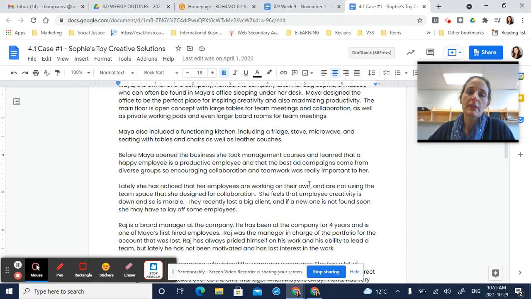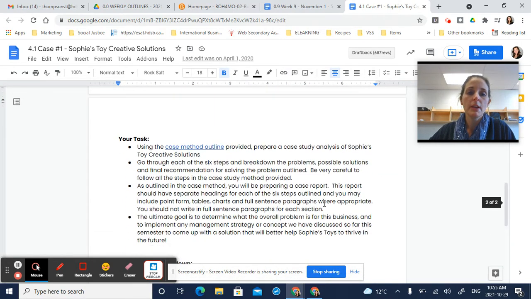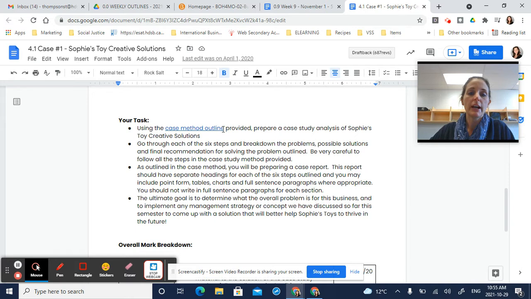The case is here. So with a case study, I always suggest that you take really strong notes, that you really understand the case and the individuals within the case, that you try to draw conclusions about the different characters and the individuals' personalities so that you can connect that as well to your decisions within the case. Okay. So your task is to use the case method outline. I'm going to go through that in a second, and to prepare a case study analysis of Sophie's Toy Creative Solutions. You're going to be going through each of the 6 steps and the breakdown, and then break down the problems, possible solutions, and then make a final business recommendation for solving the problem that you outlined.